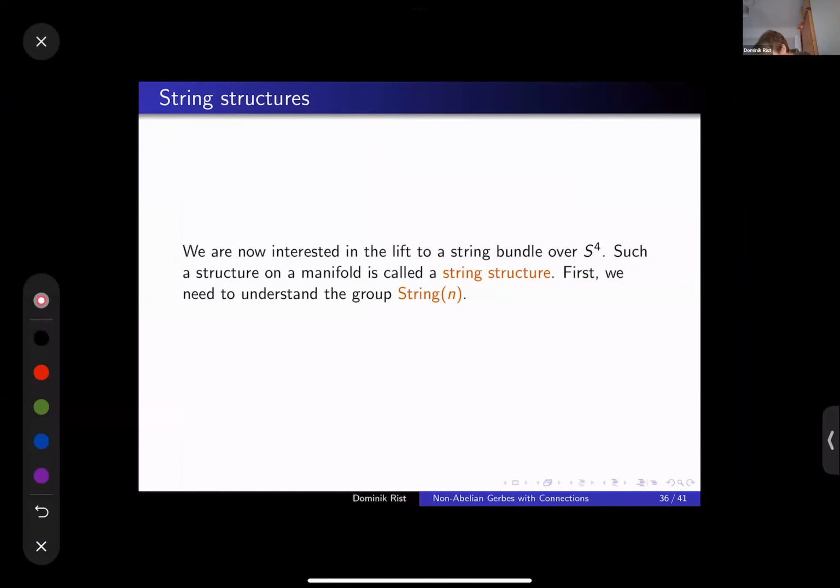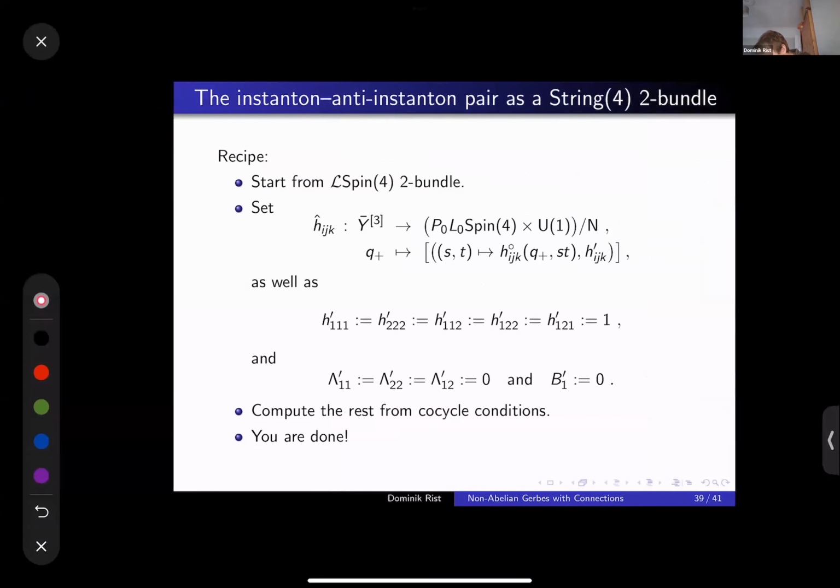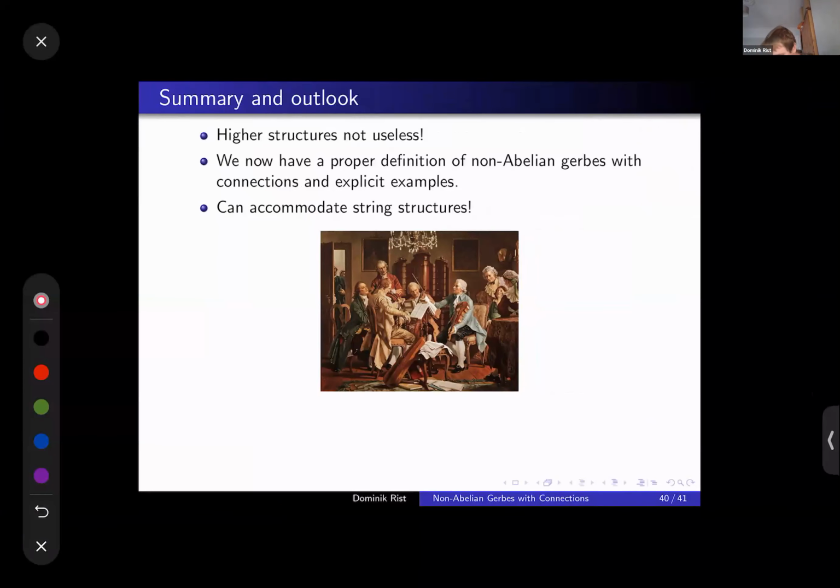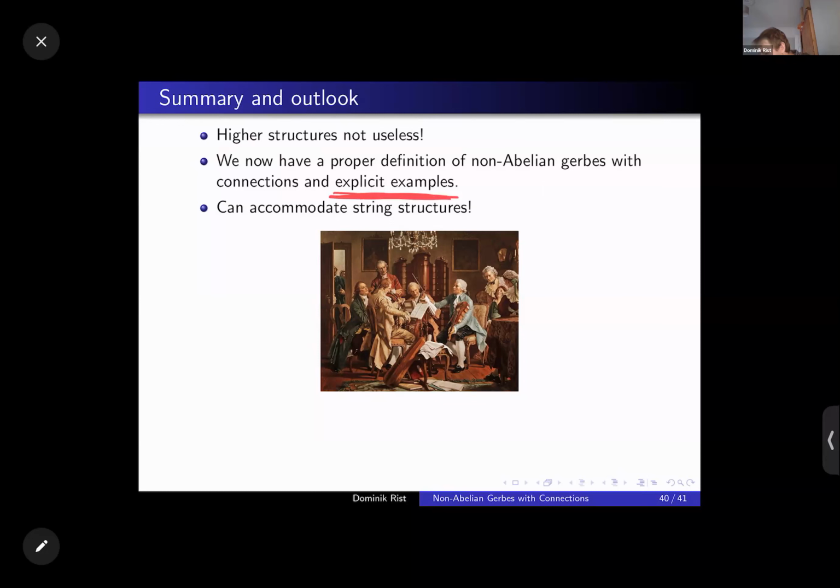So let me just summarize briefly: higher structures are not useless, because we now have a proper definition of non-abelian gerbes with connections, and we have explicit examples. I only gave you the infinitesimal version of those, the string Lie algebra version, but you can integrate that to get a truly non-abelian gerbe with a connection in a particular case, when the group is a so-called string group. And that is related to string structures.